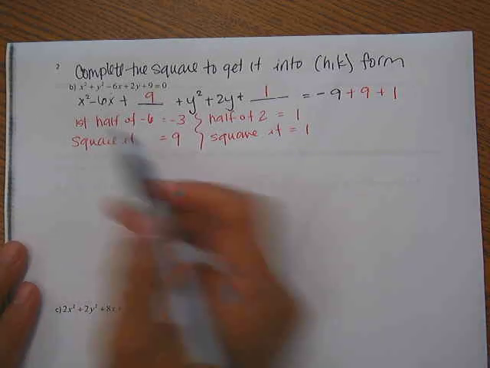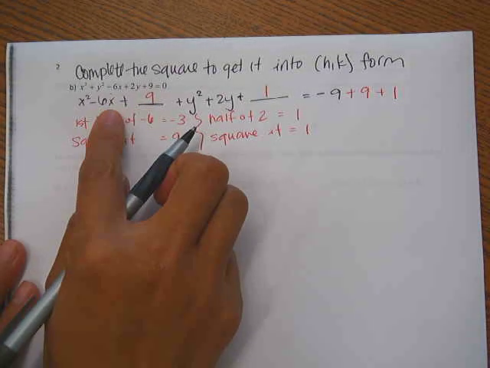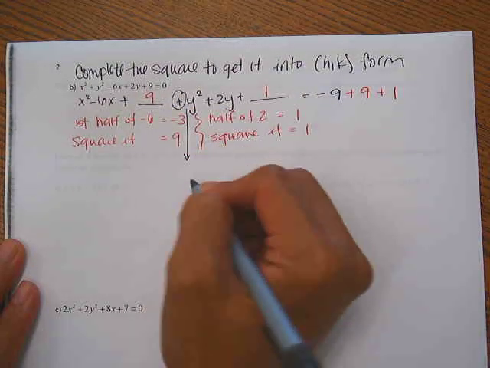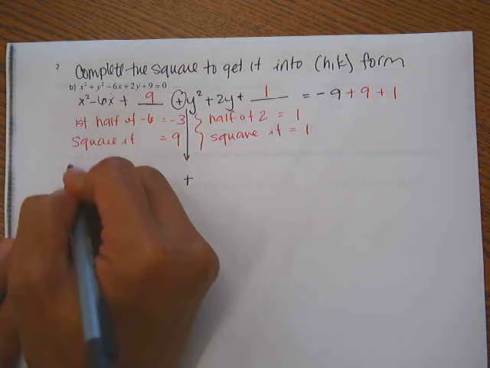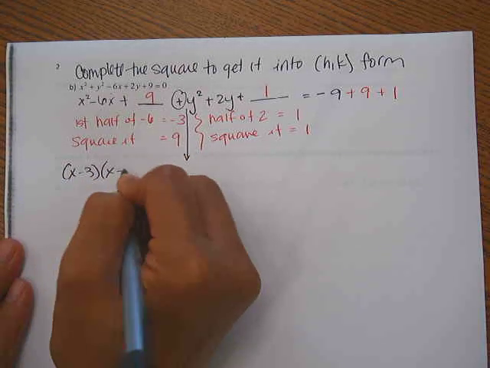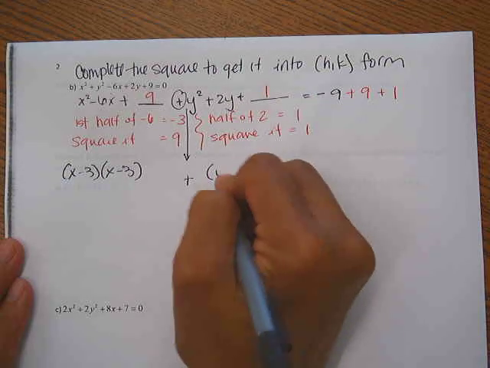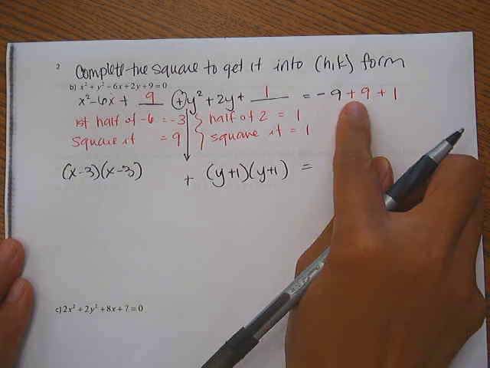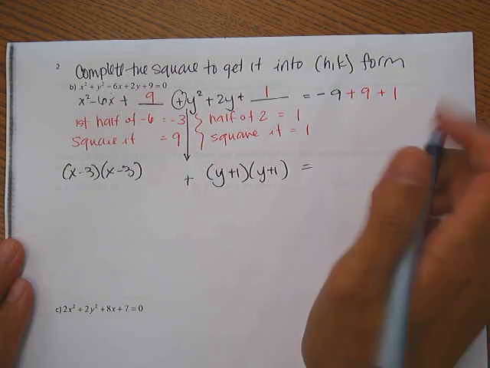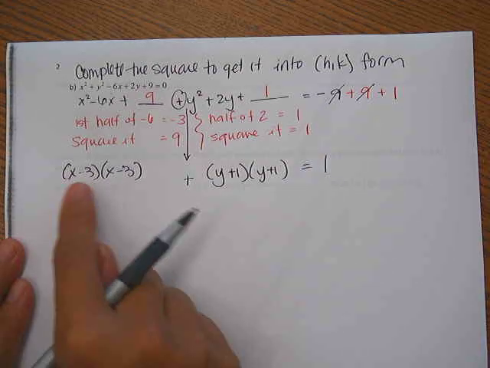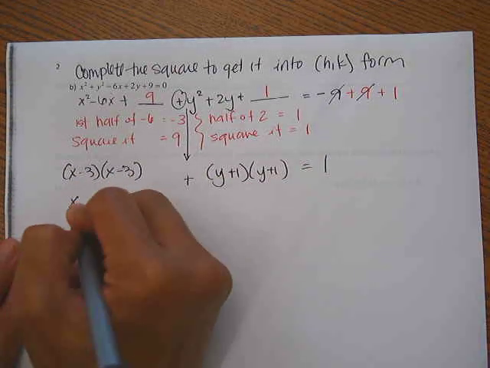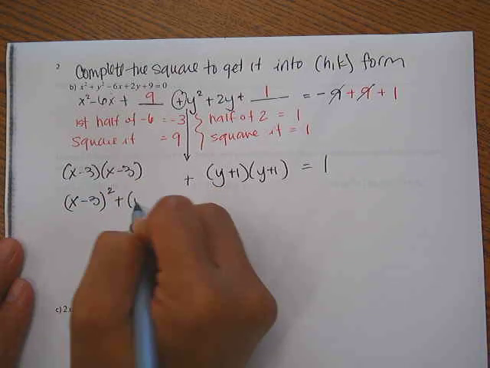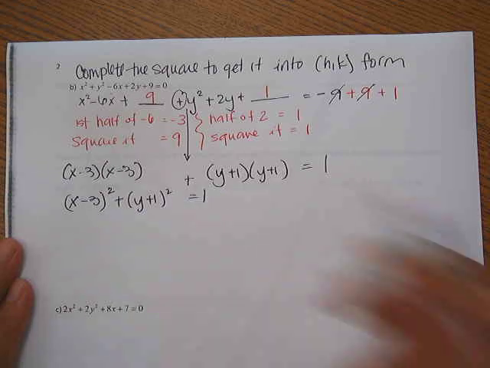Okay, so now that I have that, I'm going to factor this out. And by now, hopefully you guys are experts at factoring. Bring this plus sign all the way down. When you're factoring this, this is x minus 3 times x minus 3 plus, when you're factoring this, y plus 1 times y plus 1. Over here, a negative 9 and a positive 9 and a plus 1, those will cancel, will be a 1. But notice how these are exactly the same. So normally, we're just rewriting it as x minus 3 squared plus y plus 1 squared equals 1.